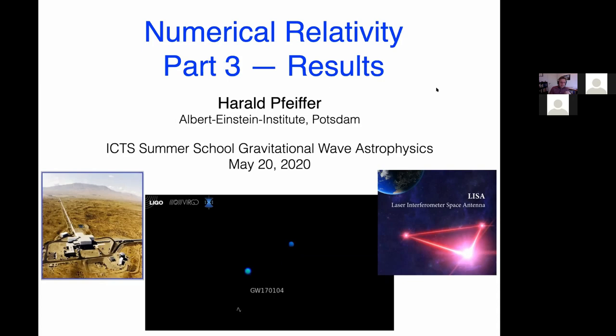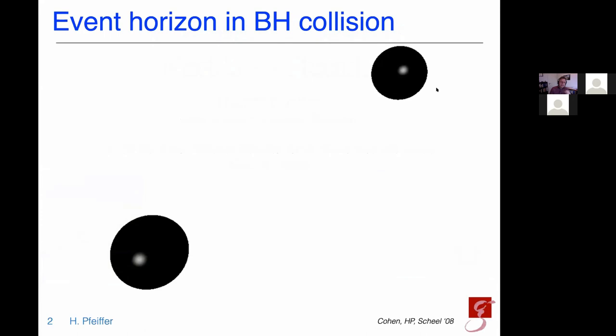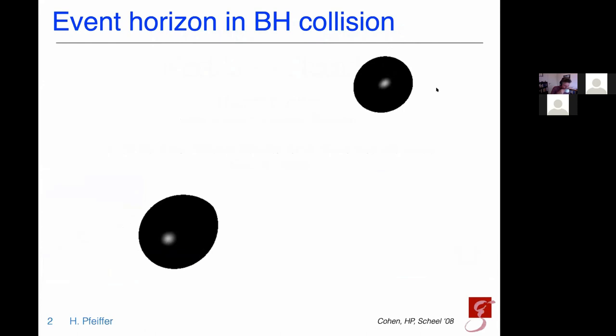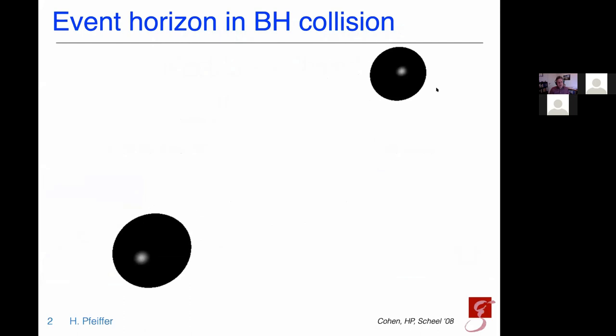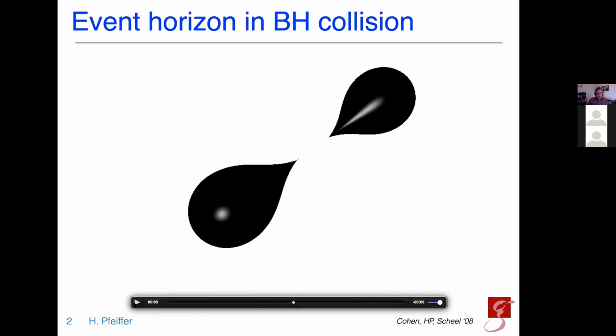Let me start with something I haven't mentioned at all, and that's the distinction between event horizon and apparent horizon. This is a movie of the event horizon of two black holes merging. And the interesting feature that shows up here is that the event horizon is developing these cusps moving from one black hole towards the other one.